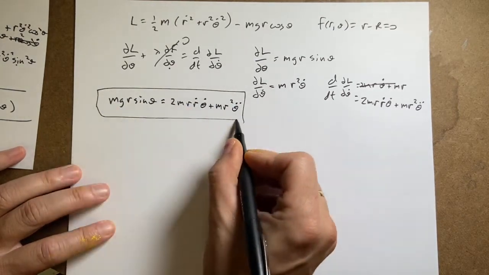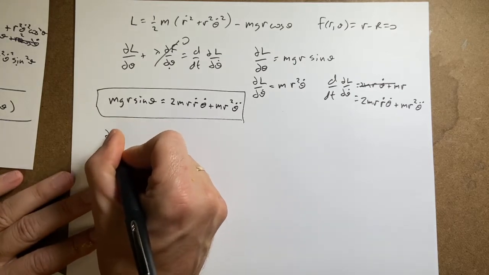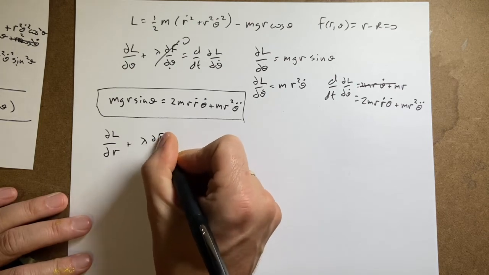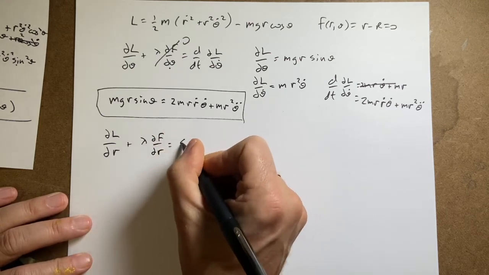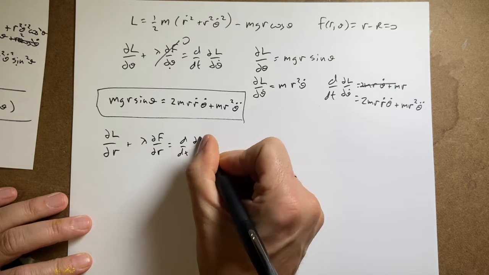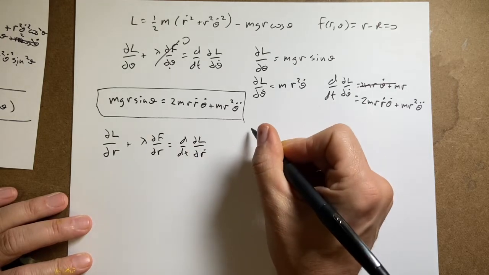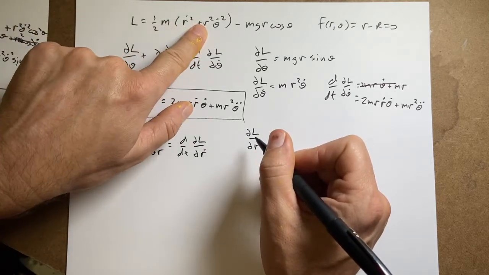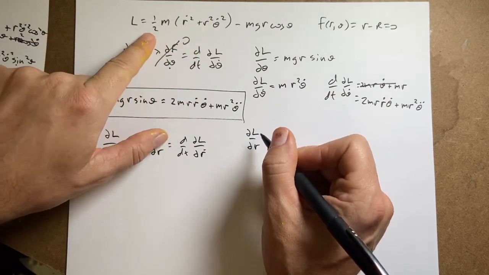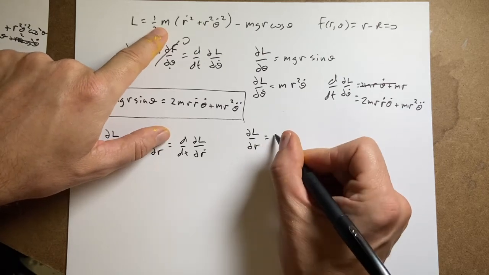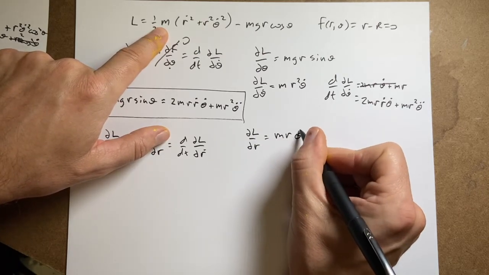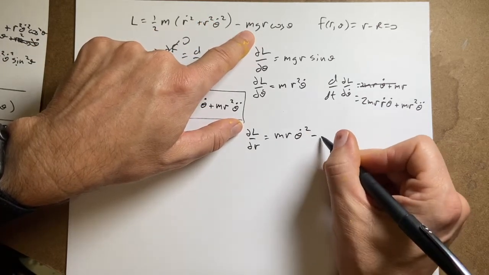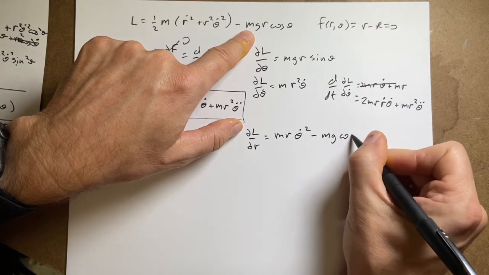That's good. Okay, now we need to do it for r. Partial of L with respect to r plus lambda partial of f with respect to r equals d dt partial of L with respect to r dot. So I'm going to do these by parts. Partial of L with respect to r. So there's my r. There's an r. So I bring down the power rule. So it's going to be 2 over 2. So it's going to be equal to mr theta dot squared. And then here I have another one, so minus mg cosine theta.